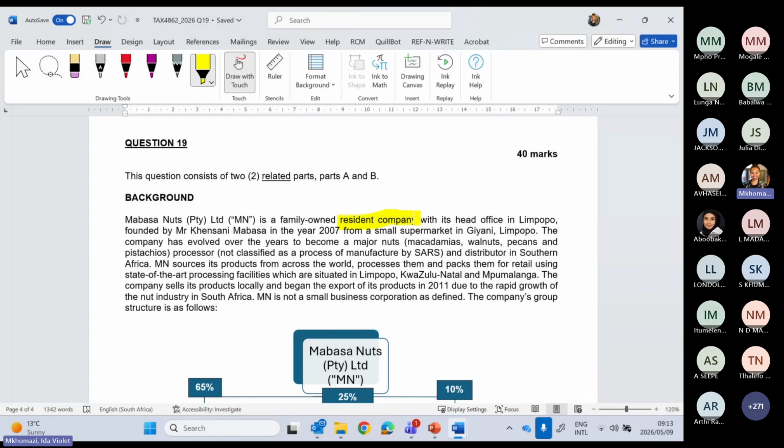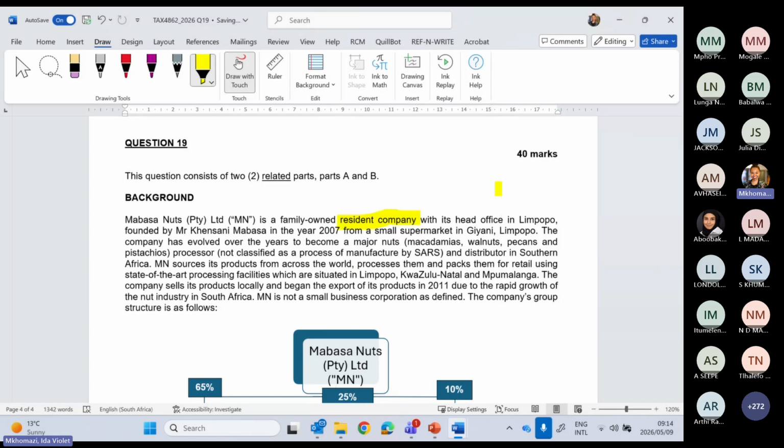Remember, there was that slide that I had at the beginning, that there are some common items that you need to look out for when you read a question. The first one that I spoke about is the residency. Here they are telling us that MN is a resident company, so whatever you are looking at will be from a worldwide income perspective.